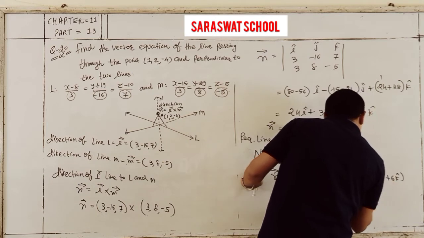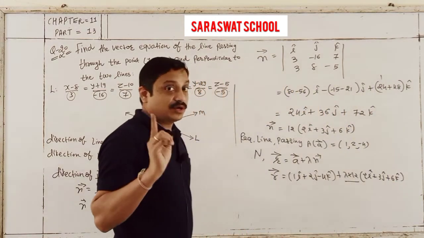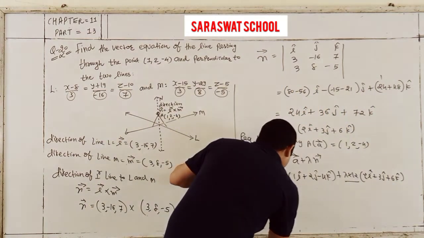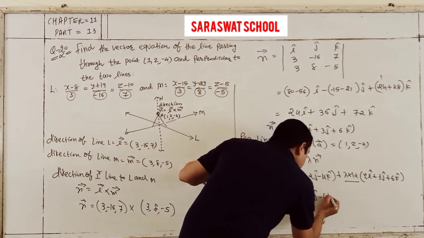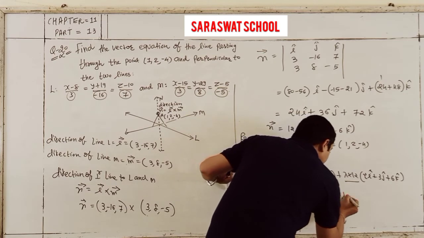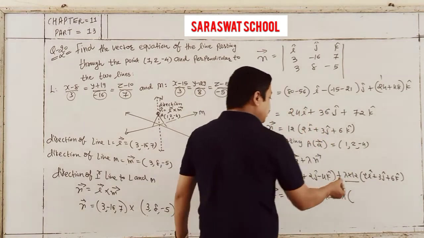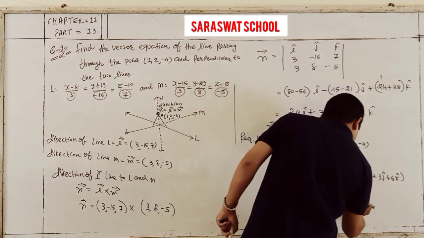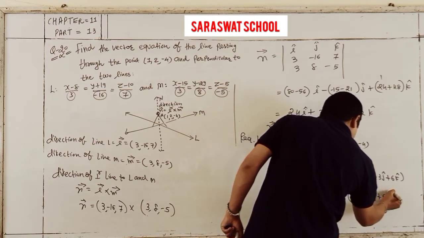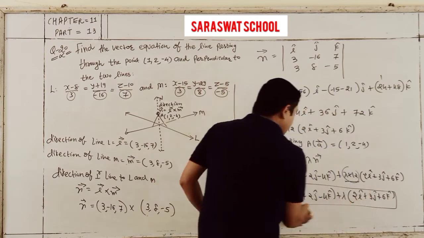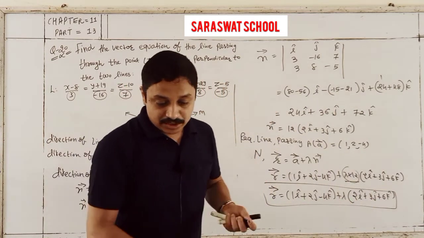So here you will convert to only one constant. So my answer is 1i plus 2j minus 4k, and here lambda is uniquely converted, so it is only one constant, lambda times (2i plus 3j plus 6k). That is your final answer to question number 20.